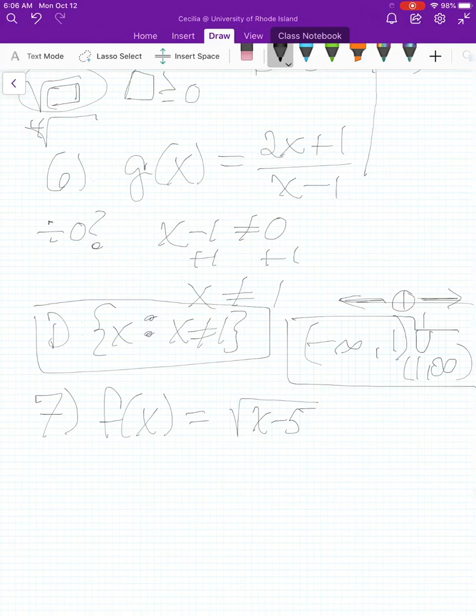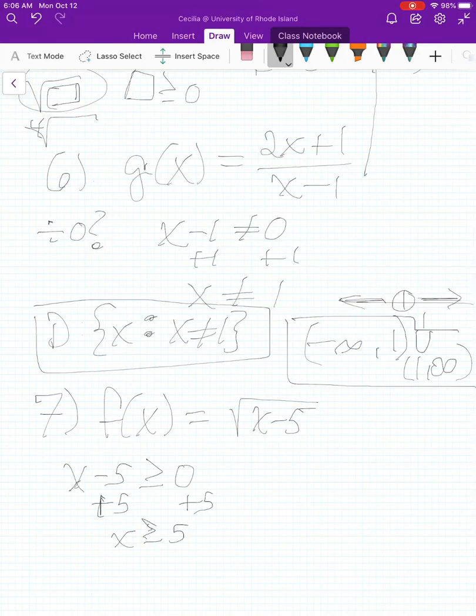So what does the square root restriction tell us for the domain? That what's underneath the square root, the whole thing, has to be greater than or equal to 0. So now we have to solve this inequality. It's a linear inequality. So we solve it directly by adding 5, and we say it's when x is greater than or equal to 5.